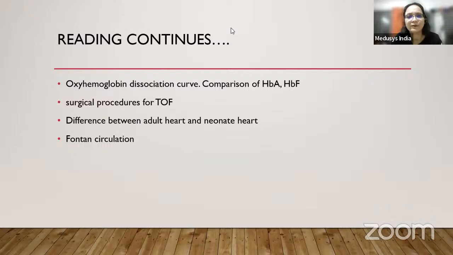Crying will increase infundibular spasm, and yes, he's right. Crying will increase infundibular spasm, and it will cause RVOT obstruction, and then it will trigger a cyanotic spell. That he has written correctly. Yes.